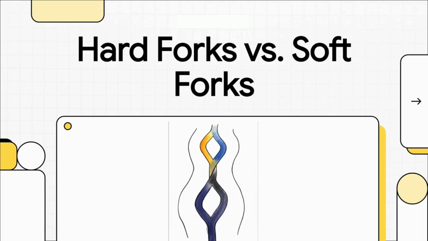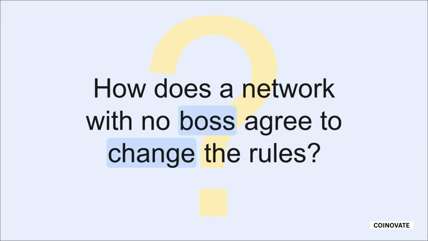The two main ways these networks change their own rules, known as hard forks and soft forks. And that really is the million-dollar question, right? If there's no boss, how on earth does a whole network of people agree to change the rules? Well, the answer comes down to this idea called forking. It's basically the process for updating a blockchain's protocol, its core rulebook.